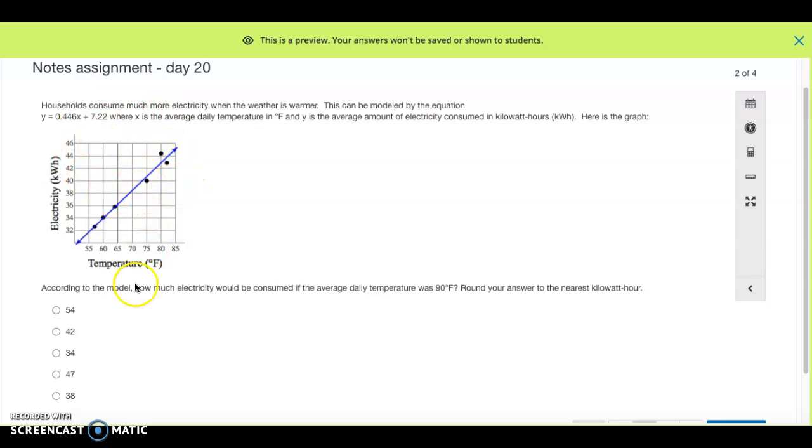Same problem. According to the model, how much electricity would be consumed if the average daily temperature was 90 degrees Fahrenheit? Uh-oh, this only goes up to 85. So just keep going a little bit more, right about up here. Where would we be? A little more than 46? I'm thinking it's 47.